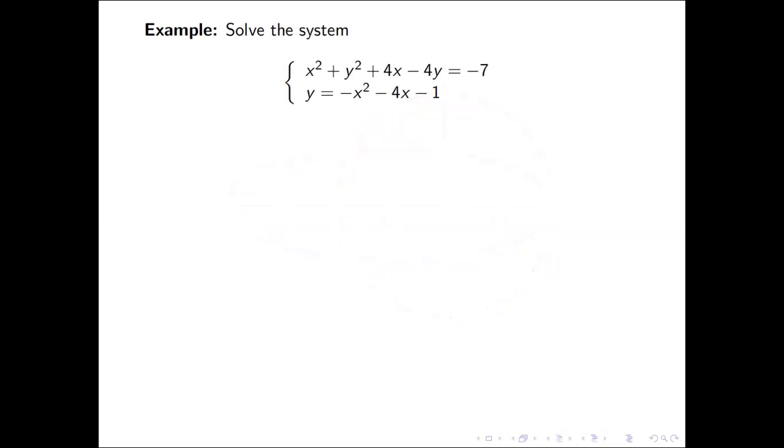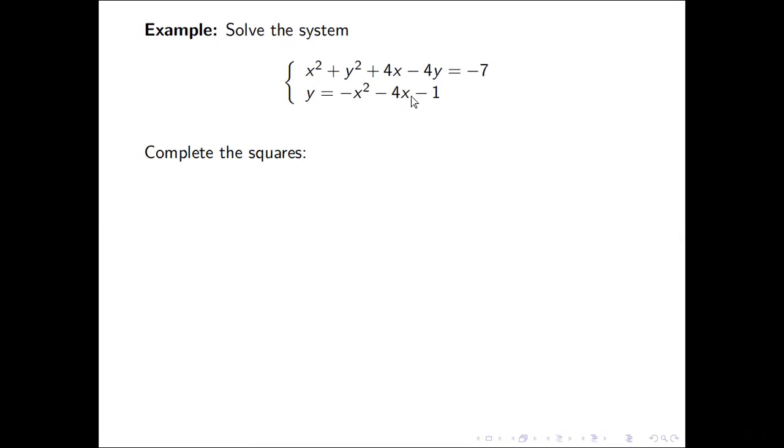So next, solve the system x squared plus y squared plus 4x minus 4y equals negative 7, and y equals negative x squared minus 4x minus 1. And let's see how we can employ the technique of elimination to solve this one. Actually, you cannot directly use elimination. You have to first convert one of the equations by completing the squares, which is this one.